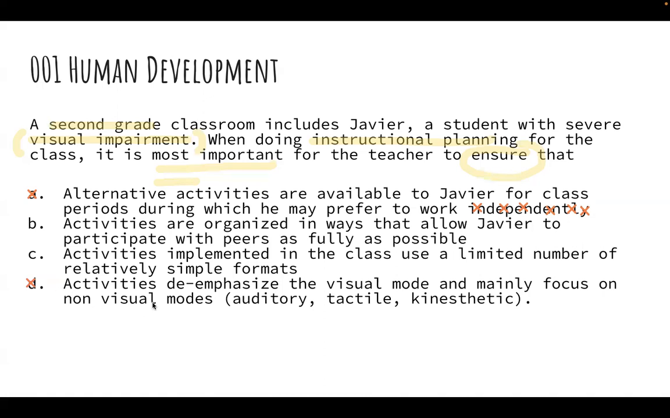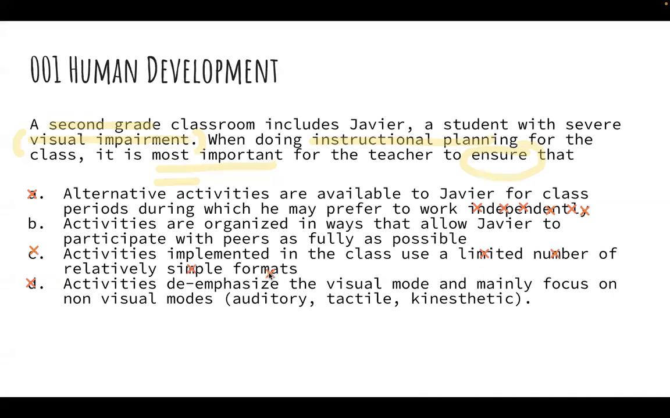Remember, domain 1 is all about you using your knowledge of human development in all the different areas to plan effective instruction and assessment for all students, no matter what the diversity. So the best plan for everyone. We're left with B and C. Which one gives us the best plan for everyone? B. See this limited number of simple formats.